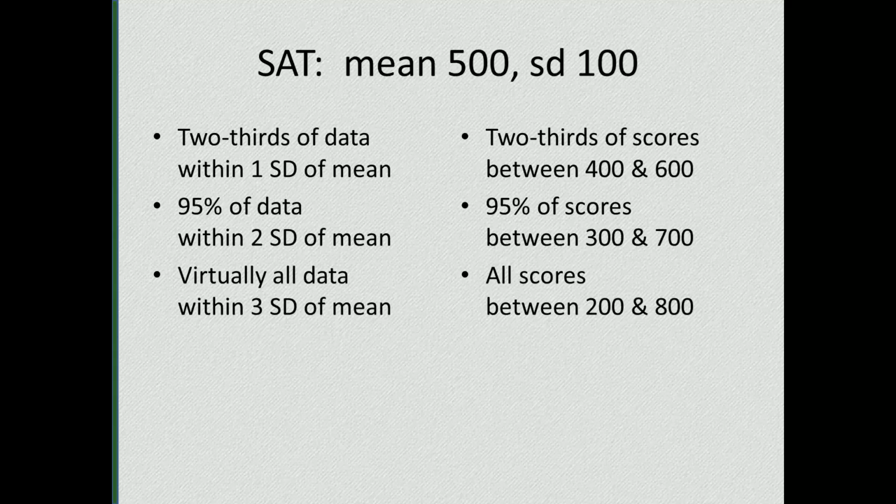Why do scores on the SAT run 200 to 800? Because of the normal curve. It's designed so that pretty much everybody falls between 200 and 800. It is actually technically possible to score below a 200 or above an 800, and they just round it off to 200 or 800. Everybody's within 3 standard deviations.